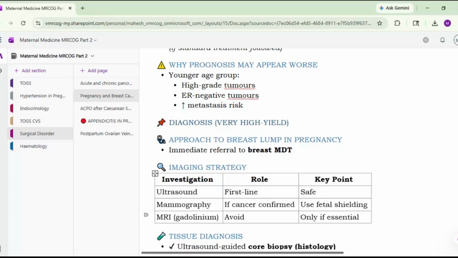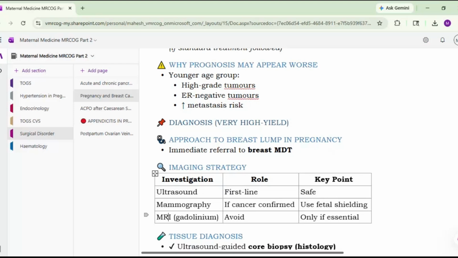It is safe. So first line investigation will be ultrasound. It is safe during the pregnancy. Second, if the cancer is confirmed, then you go for mammography and we will use the fetal shielding. Third, MRI can be performed, but the gadolinium is to be avoided. Only if it is essential, then we will do the MRI.